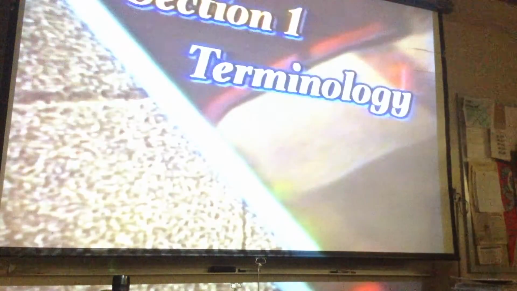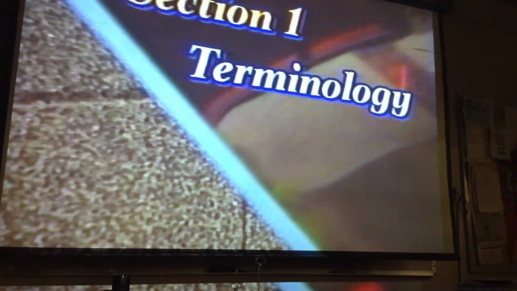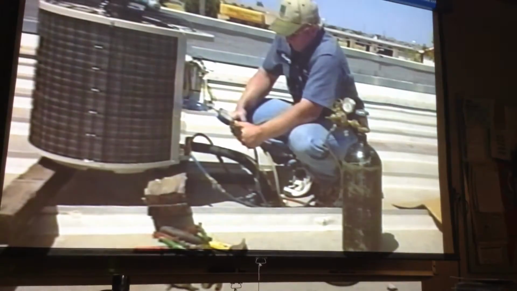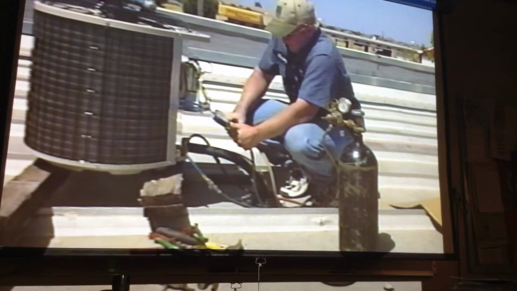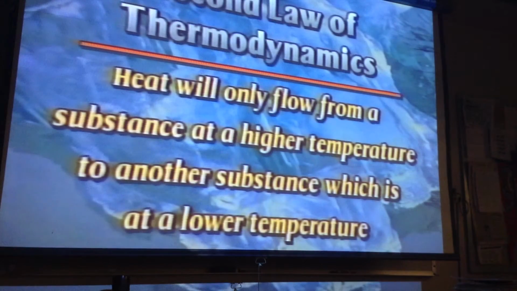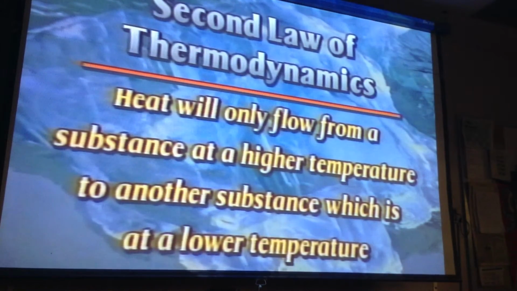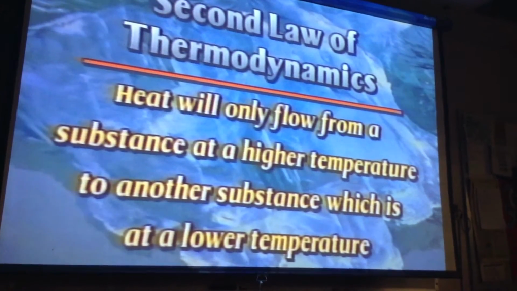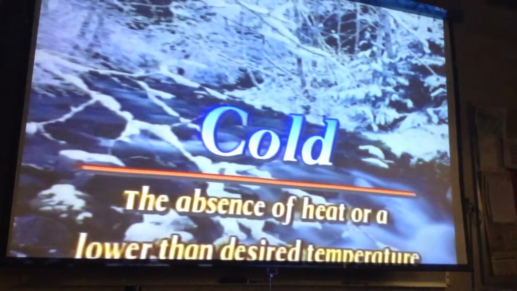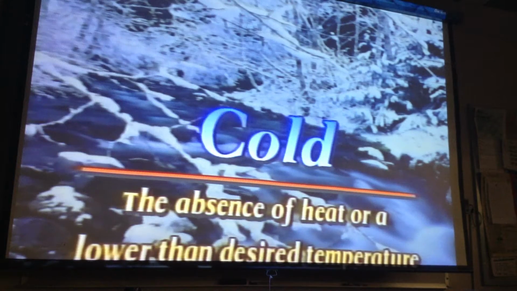Section 1, Terminology. To understand the refrigeration cycle, one must first understand some basic terminology. The second law of thermodynamics states that heat will only flow from a substance at a higher temperature to another substance which is at a lower temperature. Cold can be described simply as the absence of heat or a lower than desired temperature. Keep these two things in mind as we discuss the refrigeration cycle.